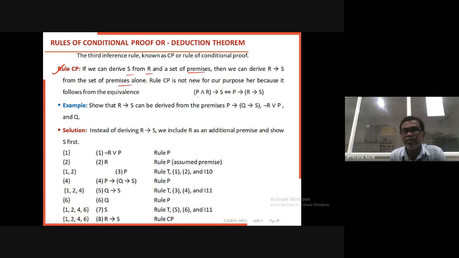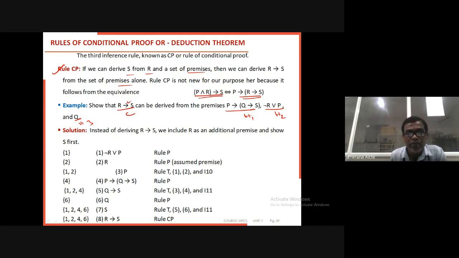Let us see here. Suppose the problem is given like this. Now it can be rewritten like this. Show that R implies S can be derived from the premises: P implies Q implies S, this is one hypothesis; negation R P, this is another hypothesis; and Q is another hypothesis. Now this is the conclusion that we need to derive.